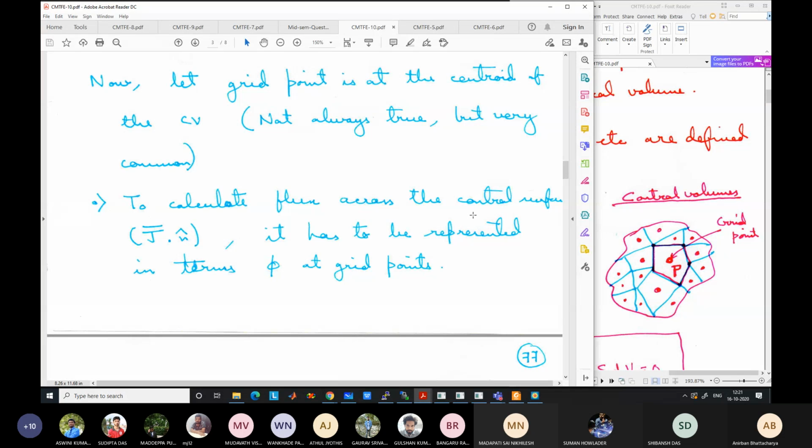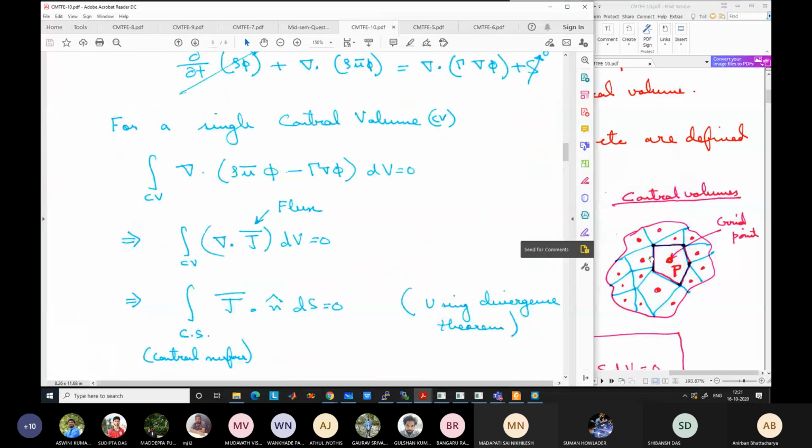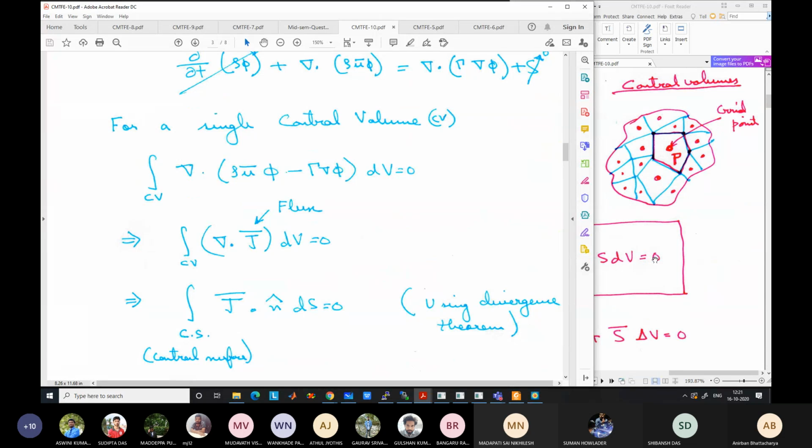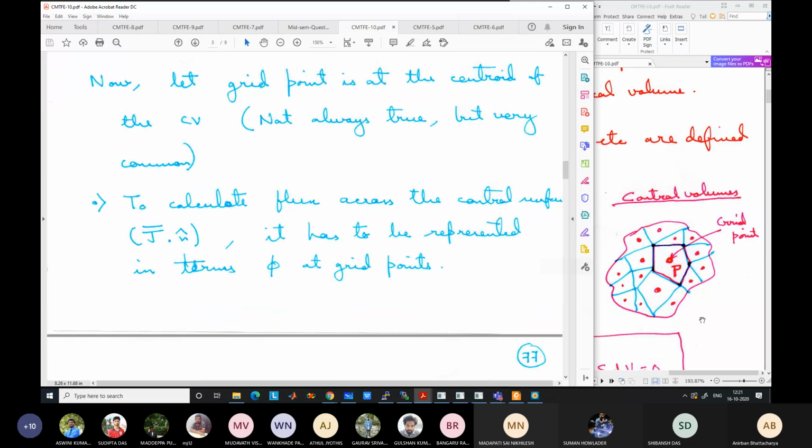Now to calculate the flux across this control surface, say take this surface, the left hand surface of this control volume. To calculate the flux here, remember what flux is: rho u into phi at this point, and gamma gradient of phi. To calculate this flux at this point, you need to know the values here, but you don't know the values here, right? You only know the values at the grid points. So it has to be represented in terms of the grid point values only. It may be only these two grid points, or it may be a combination of all the grid points, but somehow it has to be represented by the grid point values, because you don't know the face values. You cannot directly calculate across the face.